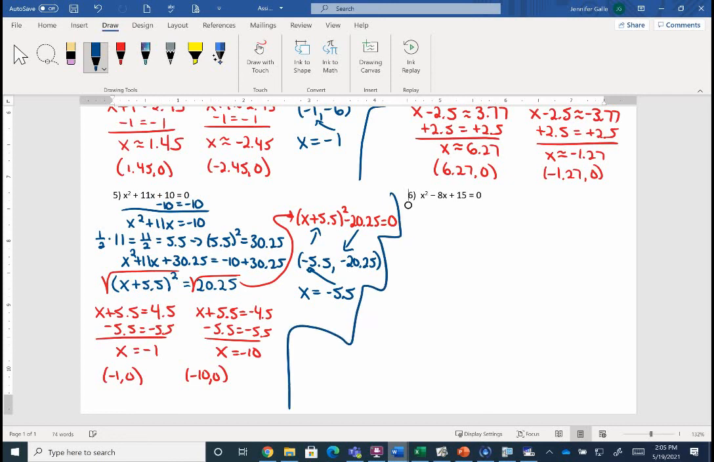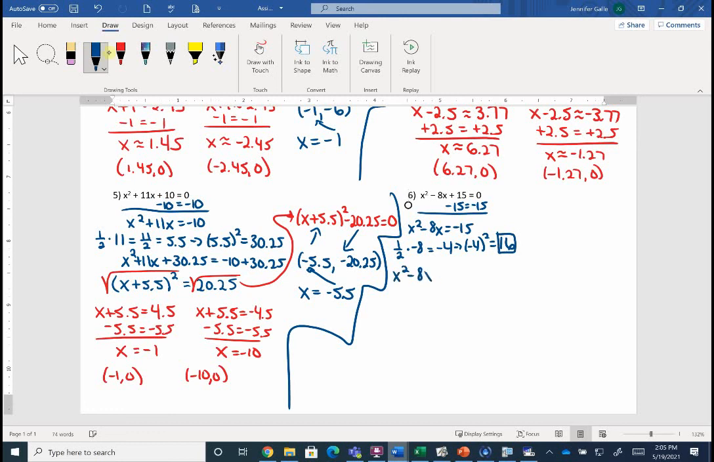All right, let's see if we can not run out of space for question 6. So we're going to start question 6. Move our constant to the other side. X squared minus 8x equals -15. I find half of my b. Be very careful. b is -8. So half of b is -4. -4, when I square it, I need to make sure I use parentheses so I get a positive outcome.